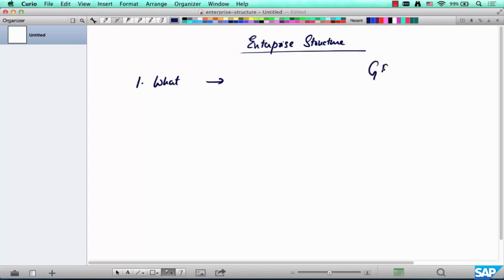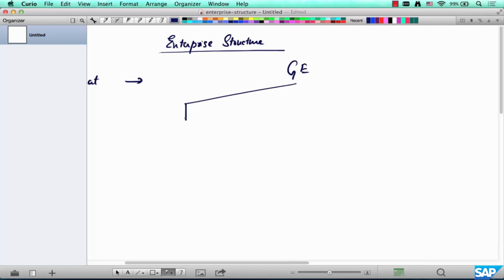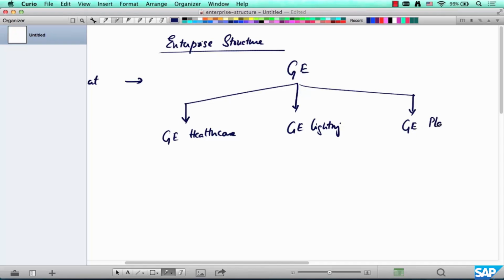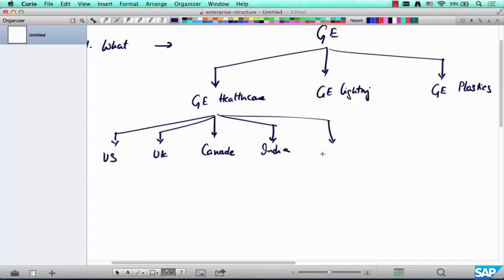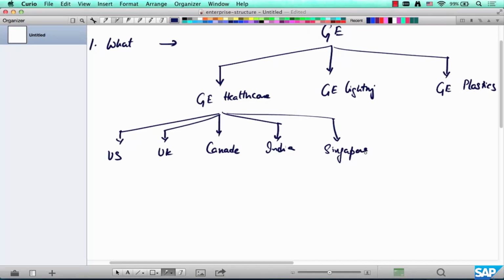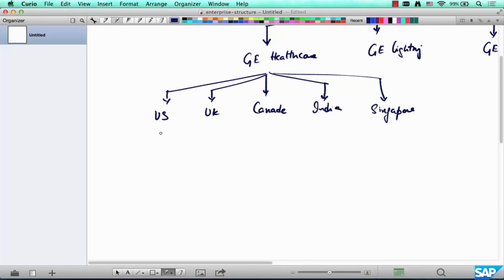If you take the company GE, GE is a pretty big company, right? So GE has GE Healthcare, GE Lighting, and say GE Plastics. There are many different companies inside GE, but let's just take one of these. If you take GE Healthcare, GE Healthcare is again a global company, meaning it does business in the US, UK, Canada, India, Singapore, and so on.